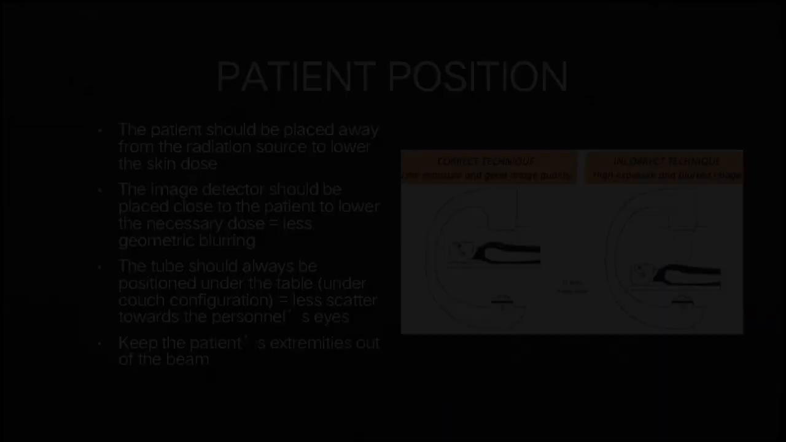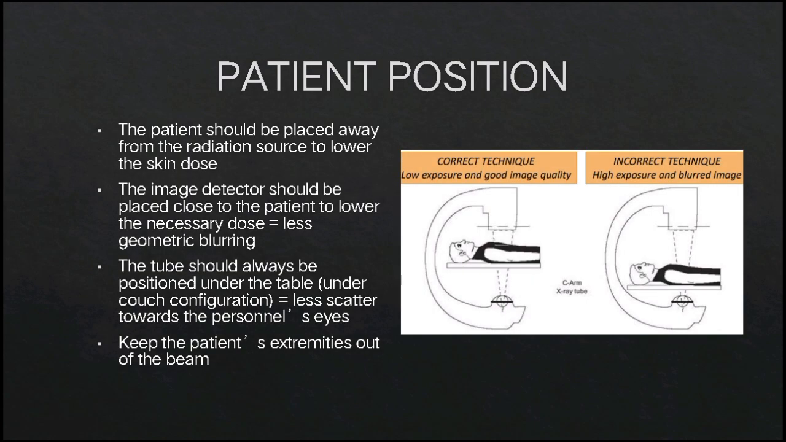In patient position, the patient should be placed away from the radiation source to lower the skin dose. The image detector should be placed close to the patient to lower the necessary dose and give less geometric blurring. The tube should always be positioned under the table or under the couch configuration to reduce scatter towards the personnel's eyes. Keep the patient's extremities out of the beam.